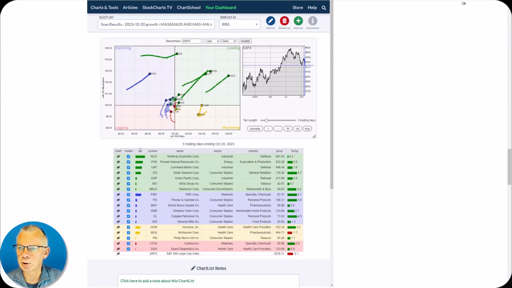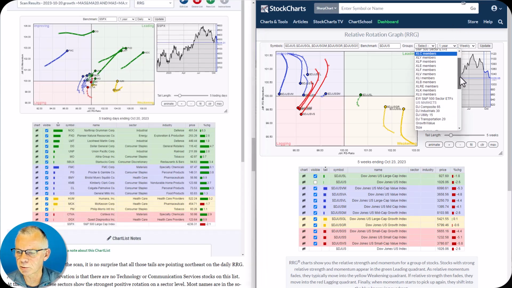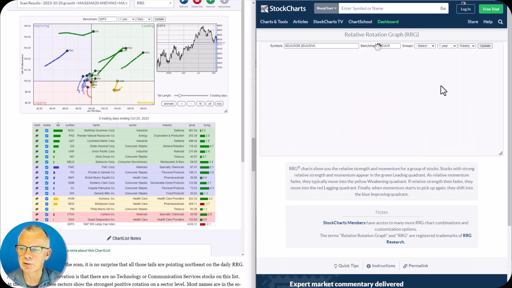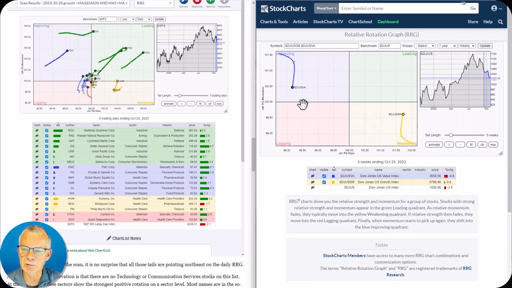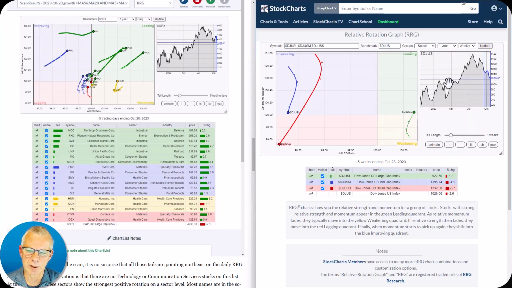And by the way, if you want to look at that RRG, it's a predefined RRG. If you go to groups and you scroll a little bit down, you can find growth value right here. That gives you the growth value rotation. And we also have the size rotation. That's the first one in that article, which is small and mid caps, and here is large caps.